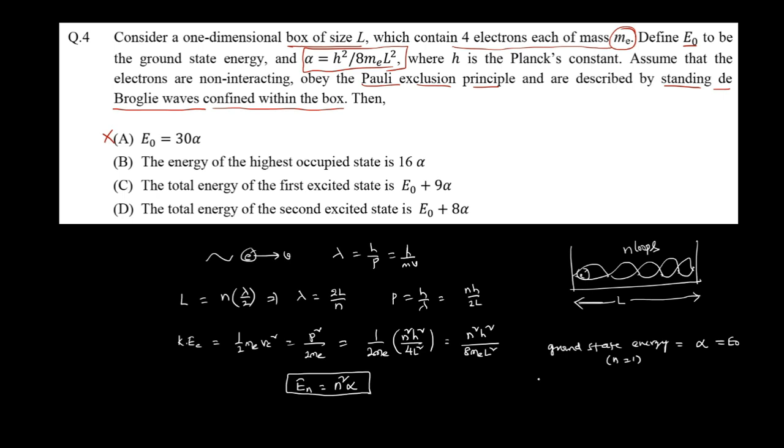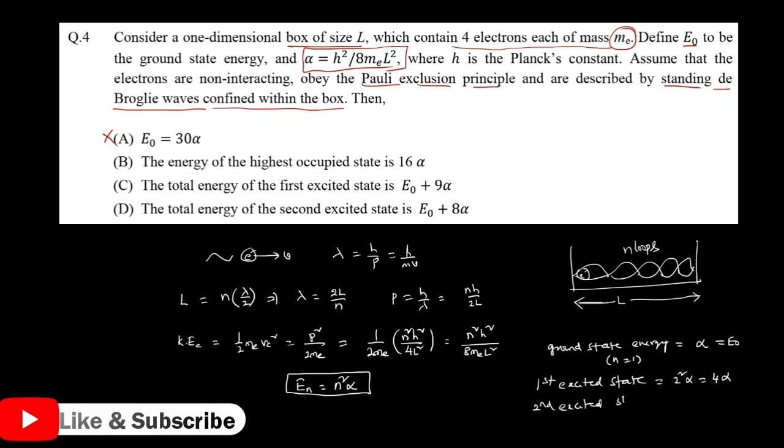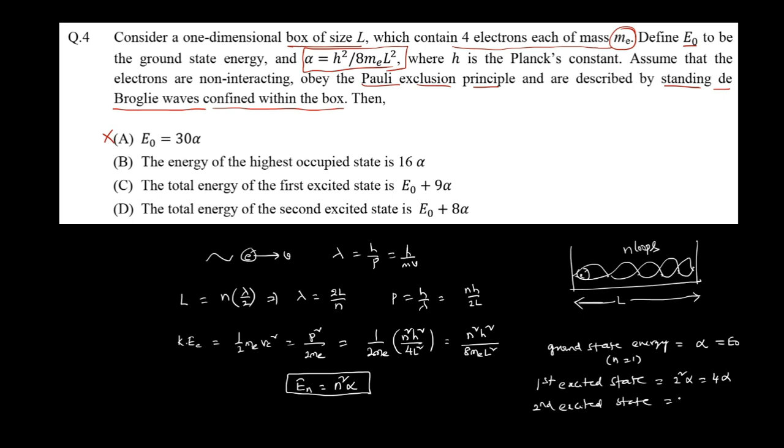Similarly, what is the first excited state energy? First excited state means n value is obviously 2. Then you will get 2 squared alpha, which is nothing but 4 alpha. Second excited state energy goes to how much? 3 squared alpha, which is nothing but 9 alpha. So this 9 alpha can be written as E naught, which is alpha, plus 8 alpha. This can be written as E naught plus 8 alpha.